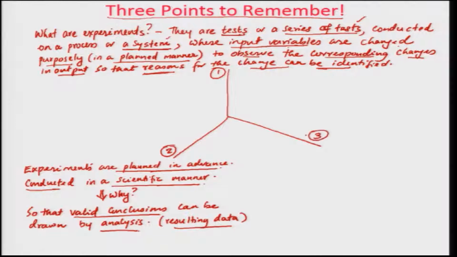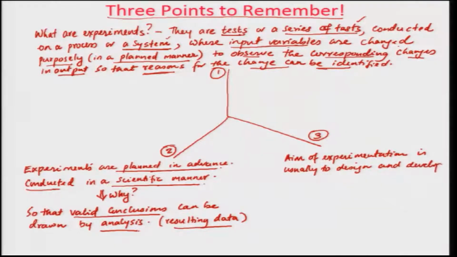The third point that you need to consider is that the aim of experimentation is usually to design and develop a robust process or system.